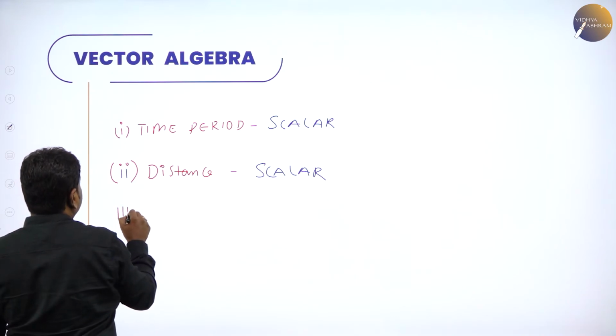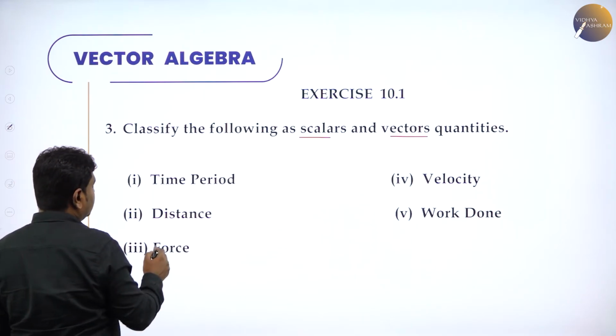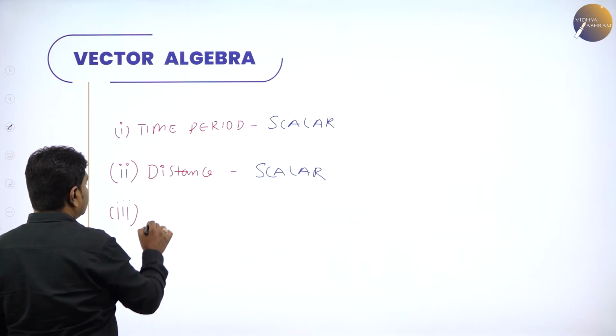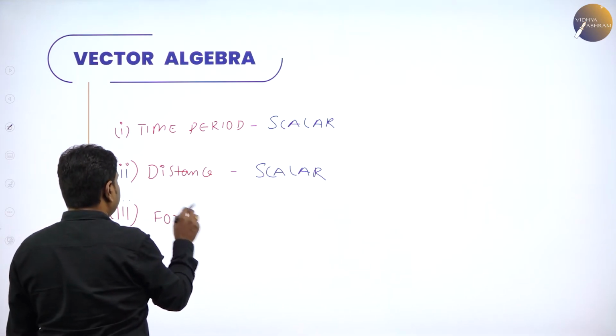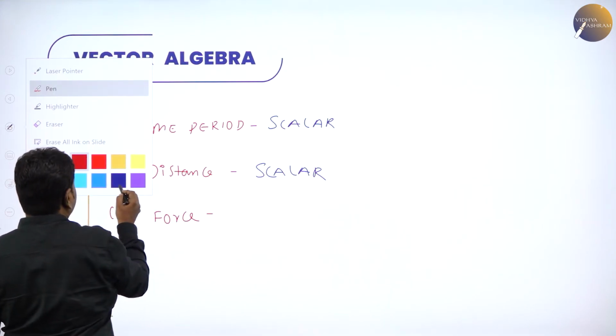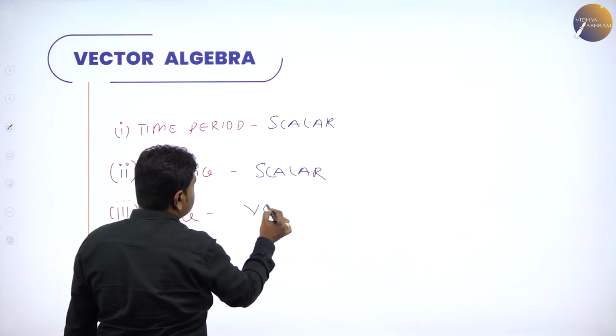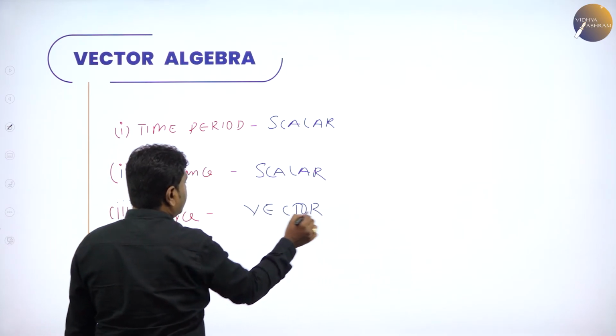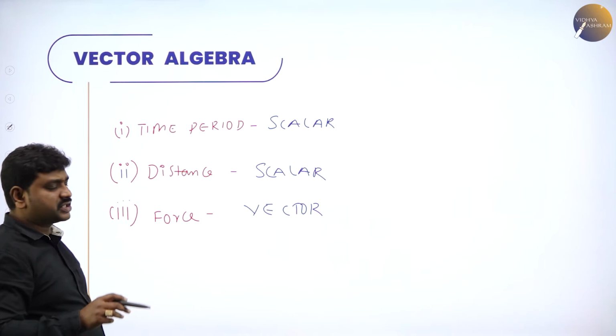Then the third one we have. So what is the third one they give? Force. You know, force depends on the direction in which you are applying. So force will have magnitude as well as direction. Force is a vector, because it has both magnitude as well as direction.